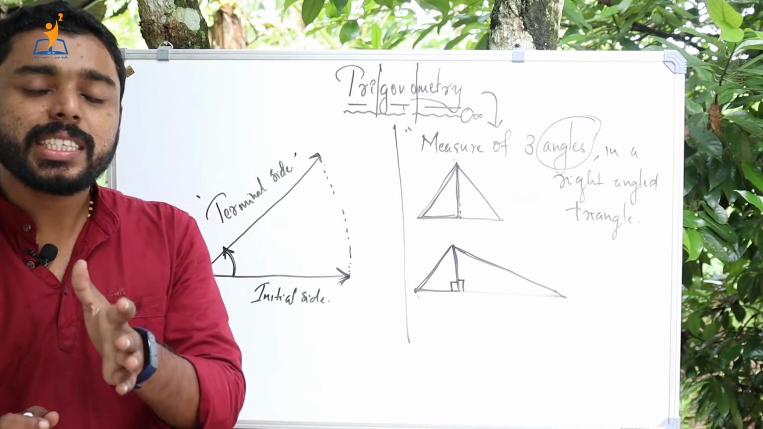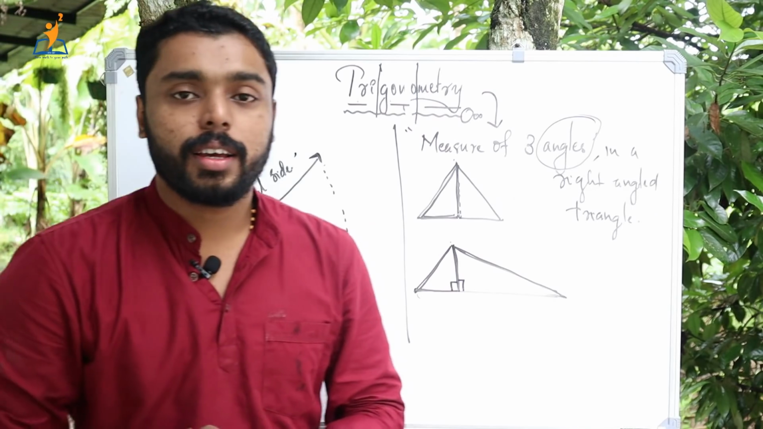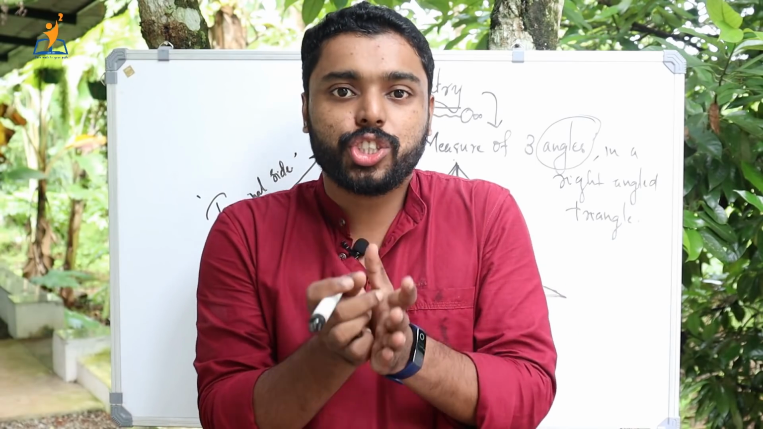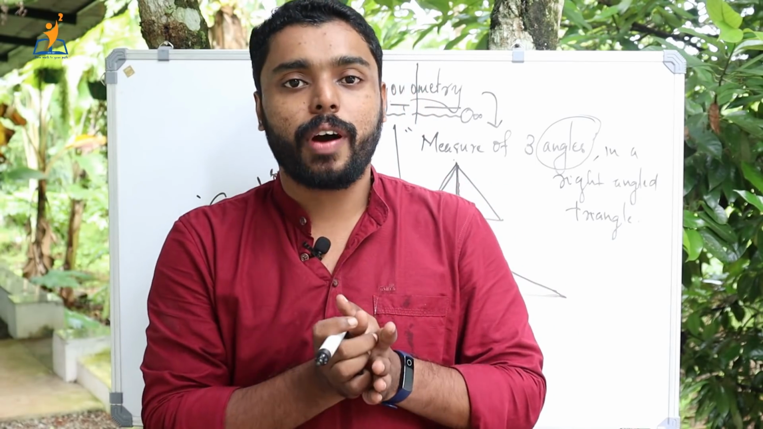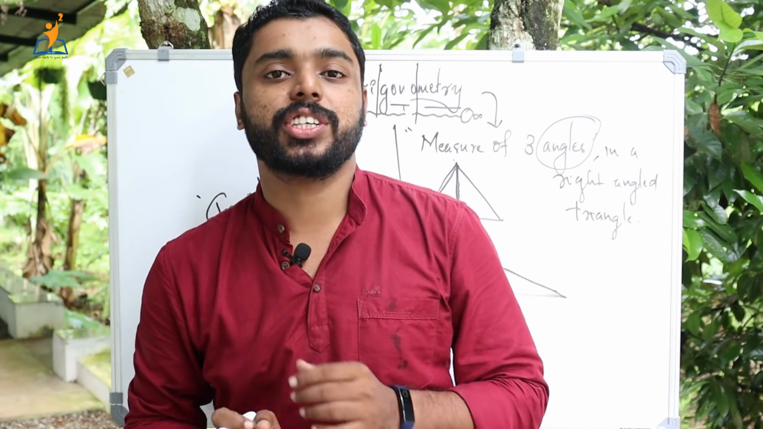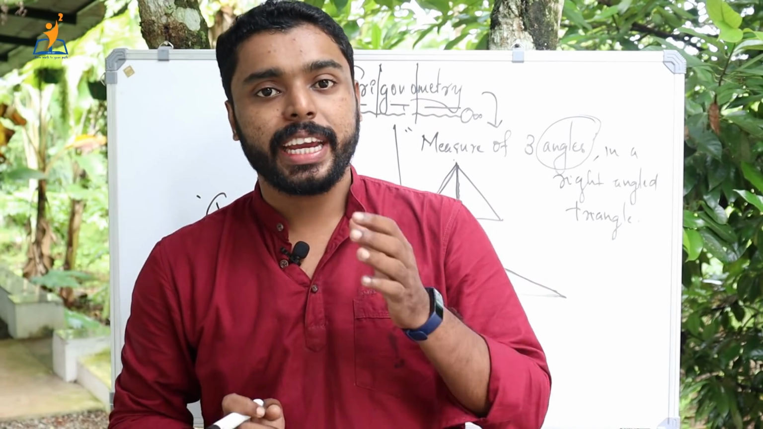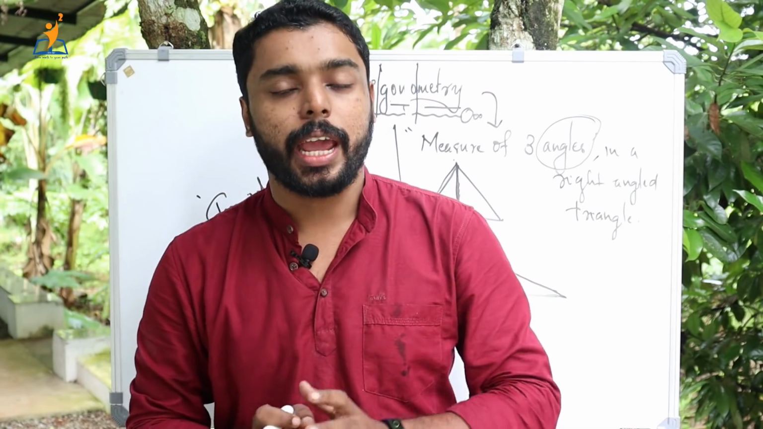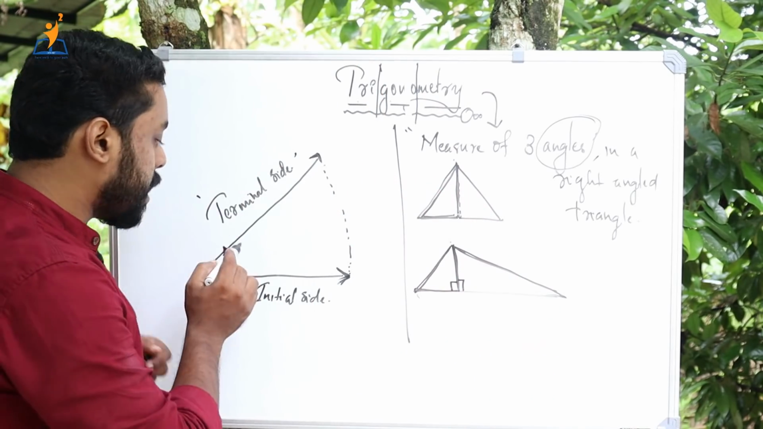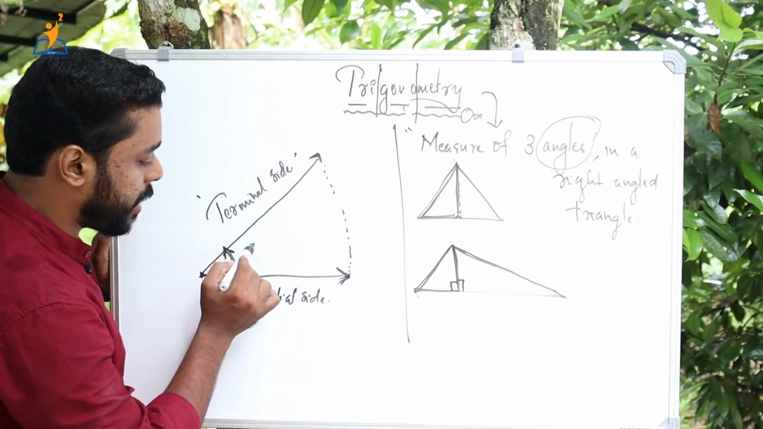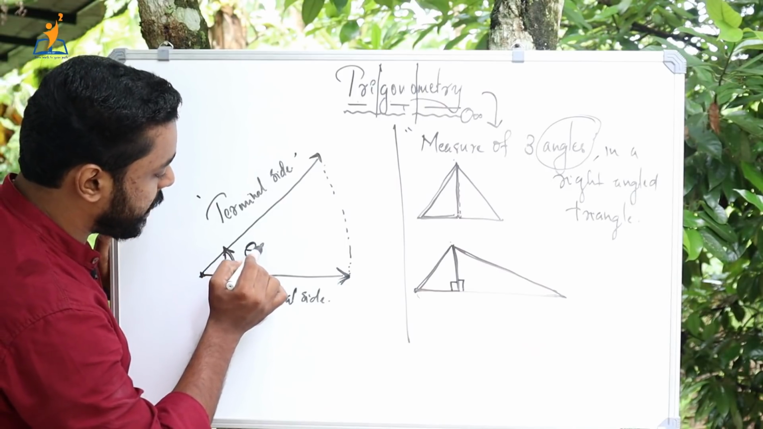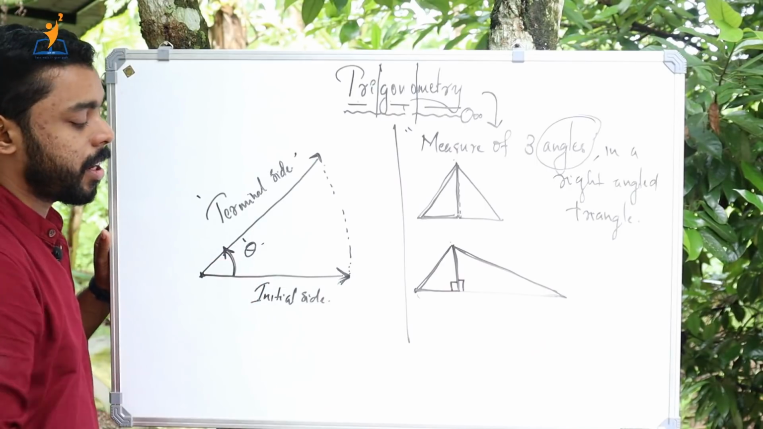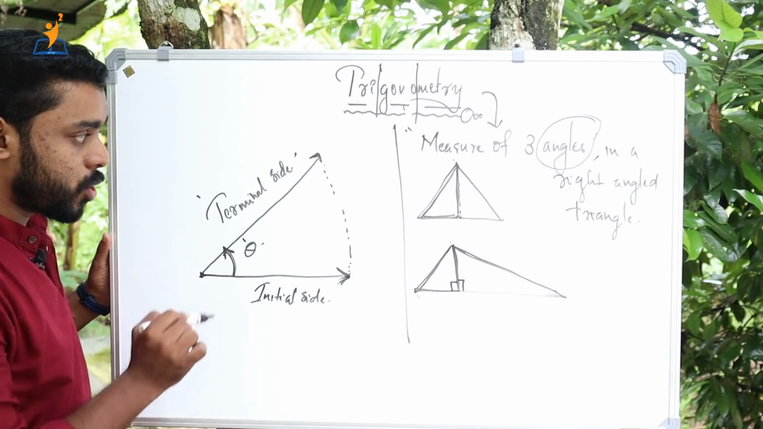So in simpler words, so far we were discussing an angle. In short, an angle can be defined as the amount of rotation we have to perform in order to reach the terminal side from the initial side of the ray. So this is considered to be the angle. Let us name this angle theta. Theta is nothing but the name of the angle, just like a number.